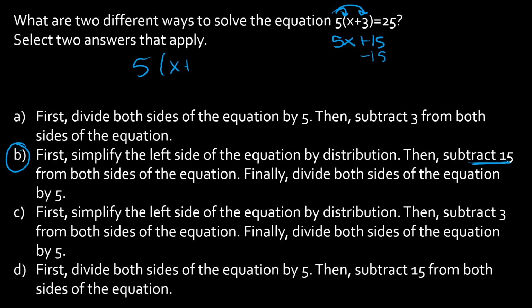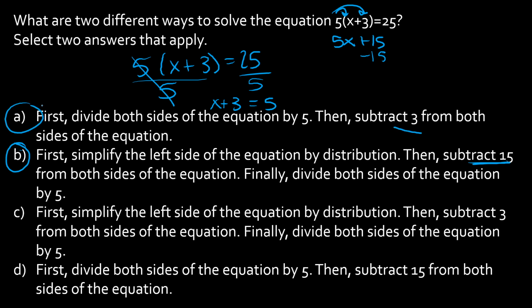So if I have this 5 times x plus 3 equals 25, this 5 technically is being multiplied here, right? I just said 5 times this whole thing. So the opposite of multiplying is dividing. And if I divide this side by 5, what happens is these will cancel, but I have to also divide this side by 5. So then I'm left with x plus 3 equals 5, because 25 divided by 5 is 5. So I would divide both sides of the equation by 5, and then I would subtract 3 from both sides of the equation. So those are the two ways that we could solve this problem here.